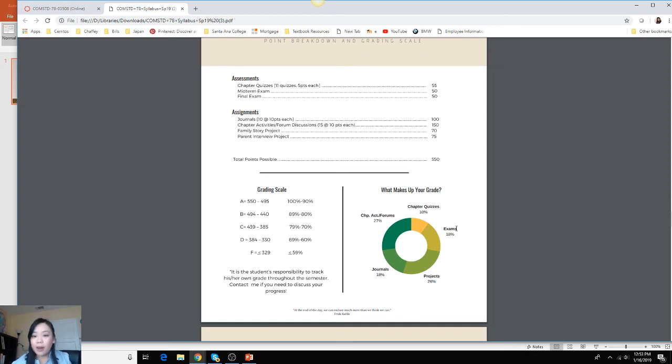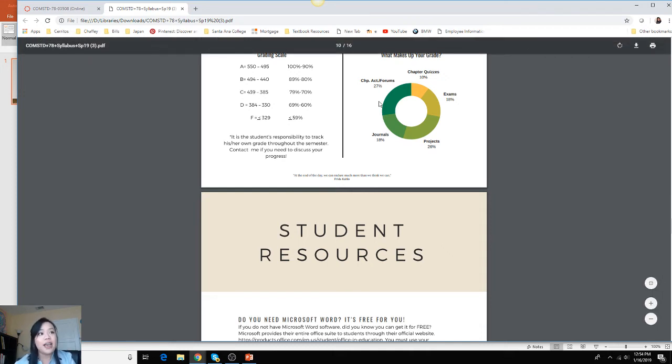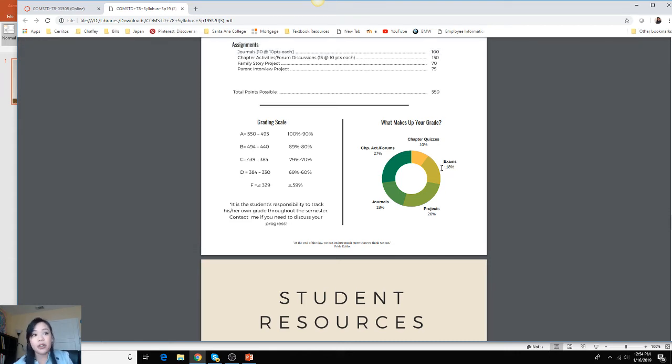Here are my grading policies. You can see in the little donut chart, I've tried to provide you these numbers in different ways so you understand. Please note that projects and assignments, chapter activities, and forums have the most weight. This is for my 78 class, but the same goes for my ComStud 4 class as well. None of your assignments, if you look at that donut, are smaller than your exams.